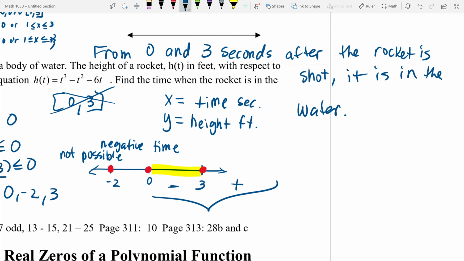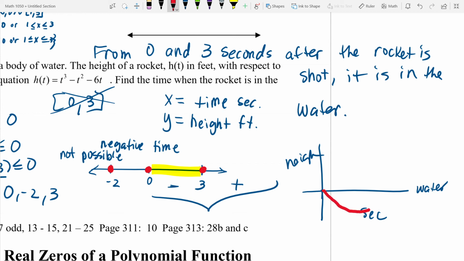You're done. That's the end of the problem. Let me draw you a picture. Look right here. This is the water, right? This would be height, and this would be seconds. Look what happens. Everybody look. I want you to really understand this. You take the rocket, you shoot it into the water, it goes into the water, and then it pops back up. It's right there at 0. It's right there at 3. Who says got it? Okay, yay. That's it. We're done.